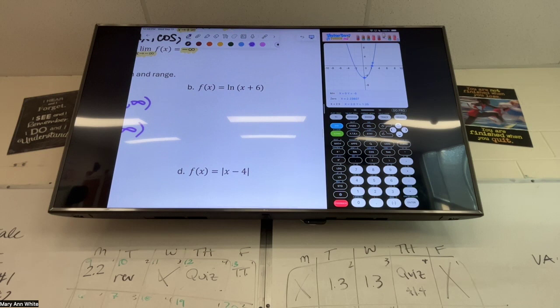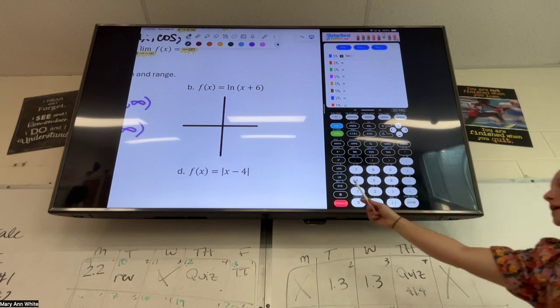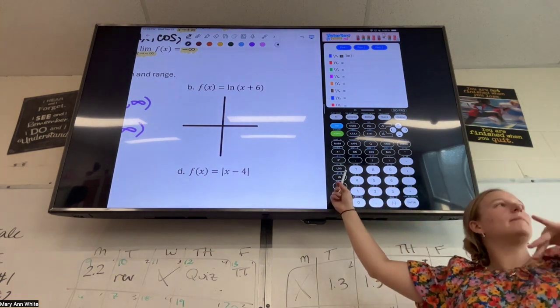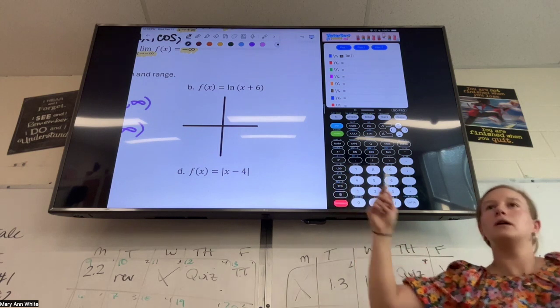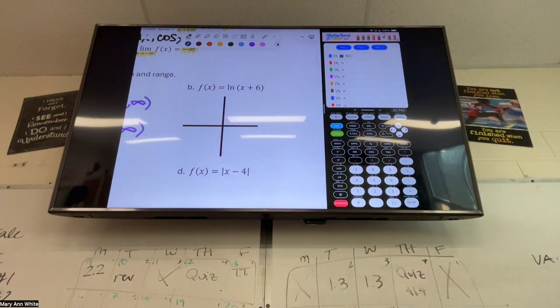All right, let's look at the next one. This one says ln of x plus 6. So let's make sure we know where ln is. Where's ln? Under log. Ln is right here. It's on my left side, a couple from the bottom. Everyone see ln on their calculator? And then x plus 6. Keep that all inside the parentheses and then we graph it.